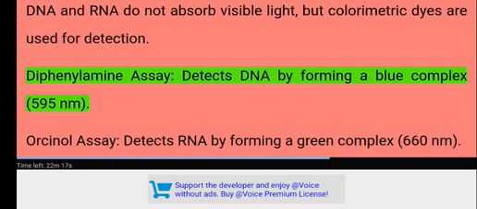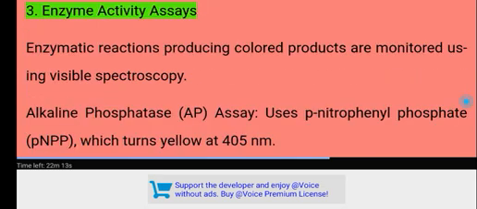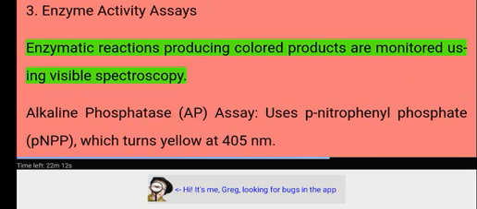Diphenylamine assay detects DNA by forming a blue complex, 595 nanometers. Orcinol assay detects RNA by forming a green complex, 660 nanometers. 3. Enzyme activity assays. Enzymatic reactions producing colored products are monitored using visible spectroscopy.